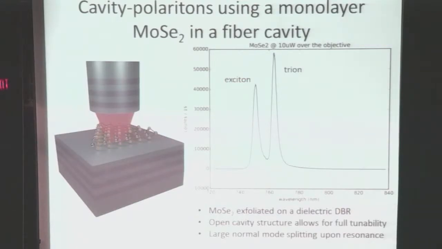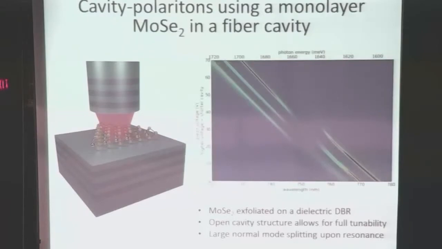inside the fiber cavity, an open cavity structure formed out of a dielectric DBR on one side and a curved fiber mirror coated with the same dielectric on the other side. And what we see is that indeed the modes split, so there is normal mode splitting. This is sometimes referred to as strong coupling, but it is different than what Misha was telling you, because this is basically coupling of two harmonic oscillators.